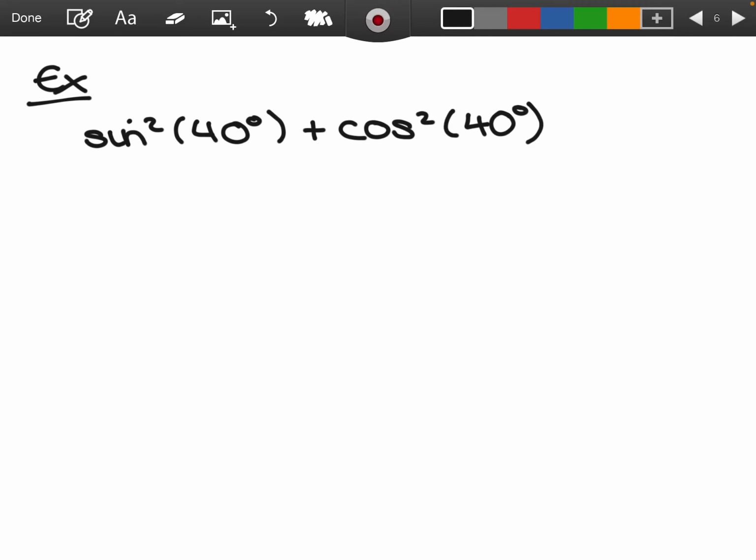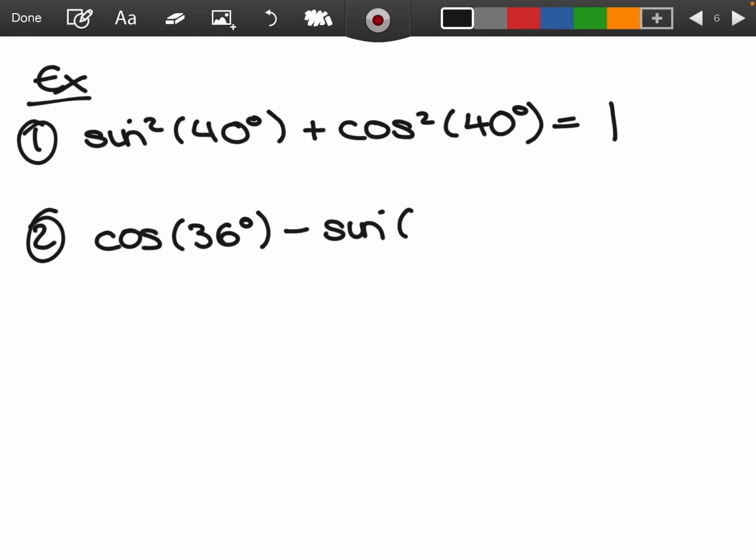Number 2, let's say that I'm taking cosine of 36 degrees minus sine of 54 degrees. What does this equal? Going back to our cofunctions, I can see that 36 degrees plus 54 degrees equals 90 degrees. So those two angles added together equal 90 degrees, meaning that they're complementary angles. And I know that sine and cosine are cofunctions of each other.